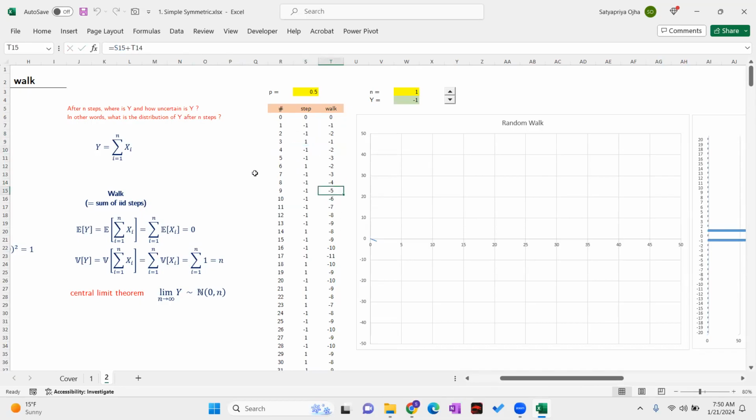Simple stuff. Now, the question is, after one step, let's take it slowly, and then we'll speed up. After one step, n equal to 1, what are the possible values of y? After one step, y is the walk. What would be the possible values of y?